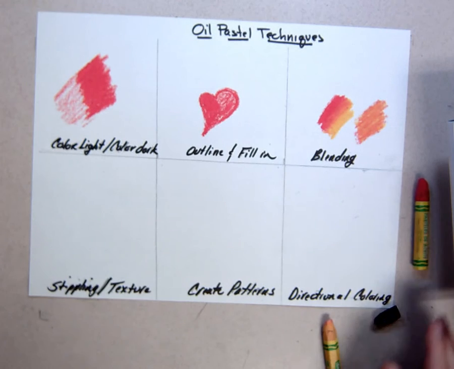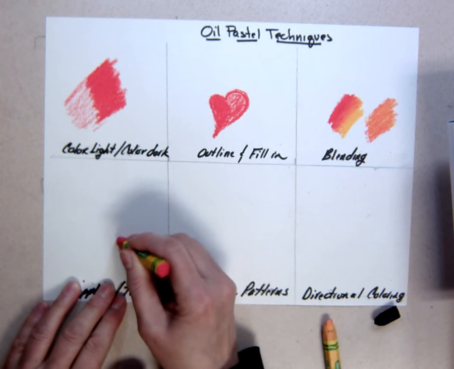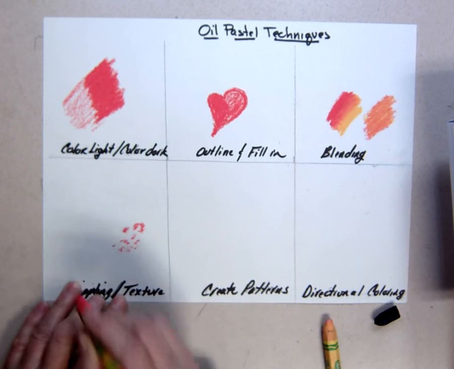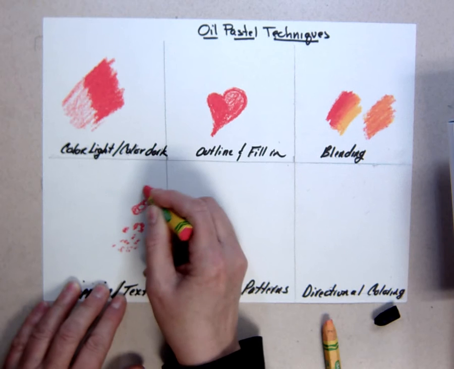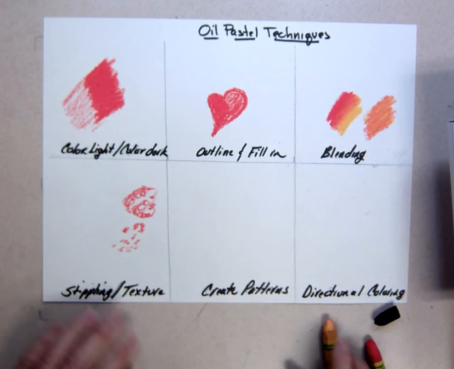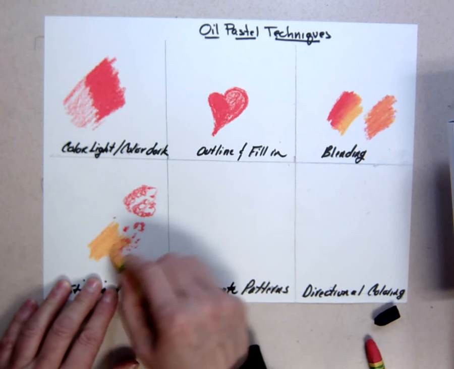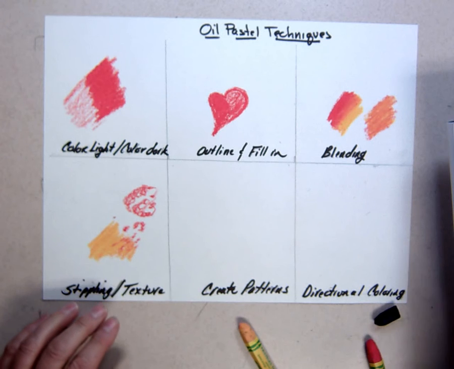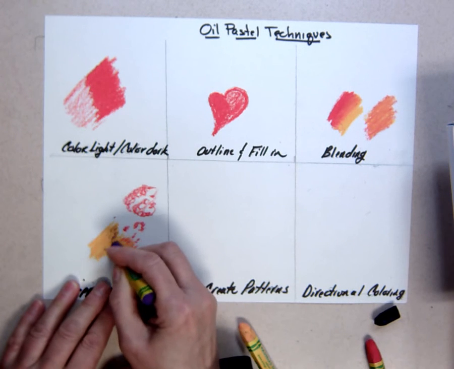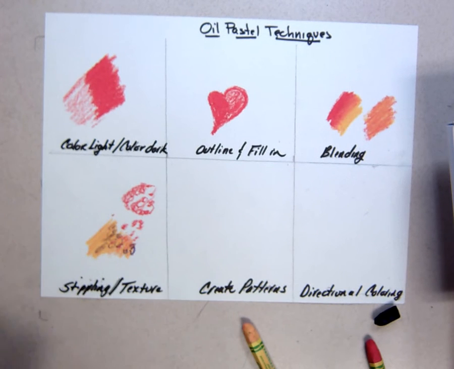Stippling and creating different kinds of texture. Now again, we don't want to break them, but you can do dots, circles, you can do kind of a scumbling pattern, and as you imagine, you could do it on top of another color. So I could have that, and then I could come in on top of it and add stippling or create textures.